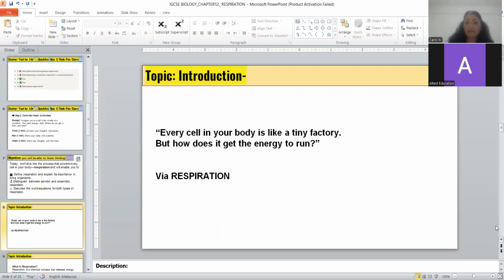Introduction. Every cell in your body is like a tiny factory, but how does it get the energy to run? You need energy to do daily activities: to run, to move, to sit down, to eat, and all these things happening in your daily life. So how do you get and provide that energy for your entire life, to grow, for reproduction, for all these things?